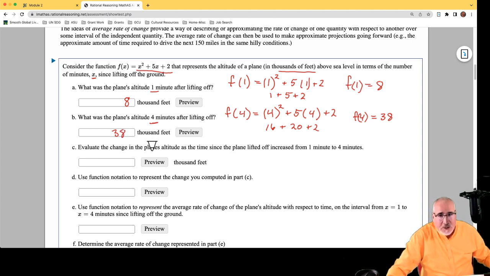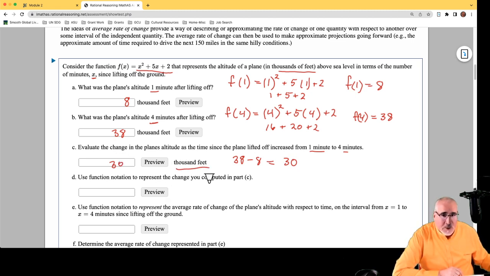Now evaluate the change in the altitude from 1 minute to 4 minutes. So the change, we're going from 8 to 38. But all they want is that change, so that's 38,000 feet minus 8 feet, which gives us that the plane changed by 30,000 feet. And notice they have the units here.